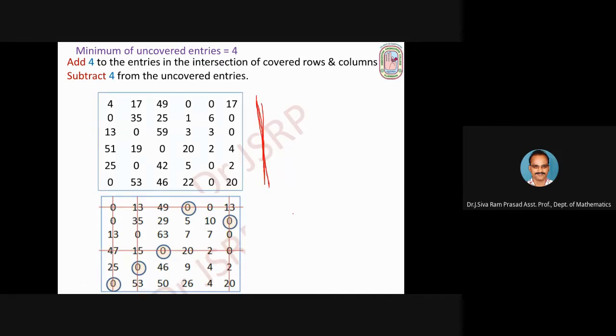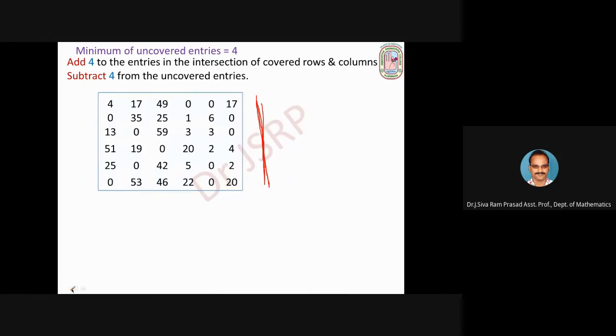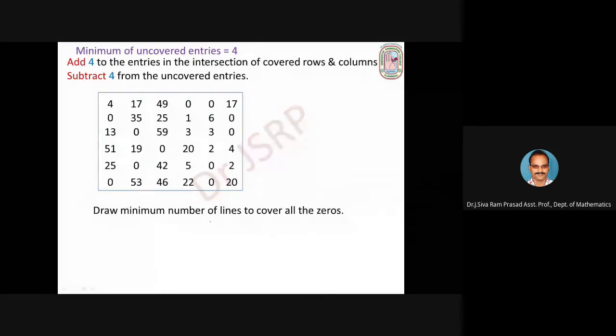Okay. So we have to fix the assignments. Same, repeat the same process. Draw minimum number of lines to cover all the zeros. Okay, right? Observe first row. First row contains 2 zeros. So more than 1 zero. Skip first row. Next row.